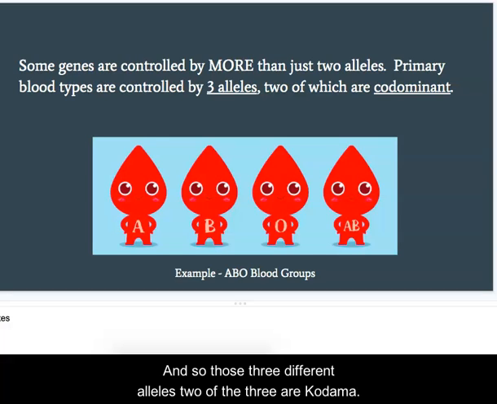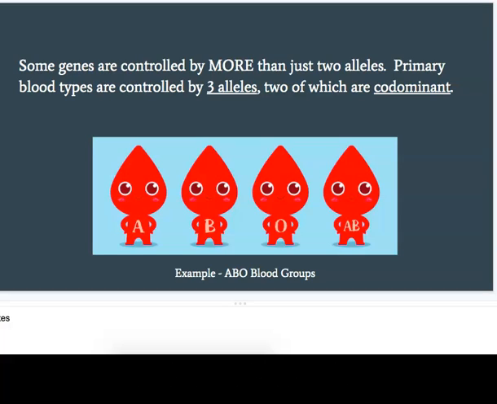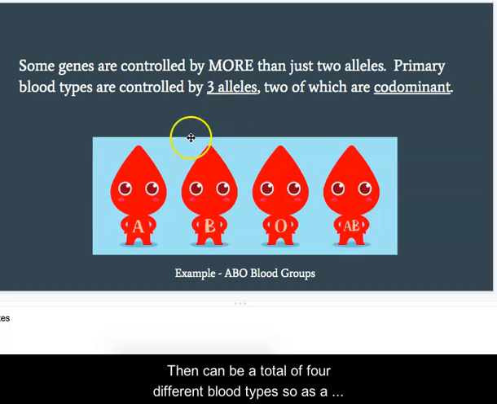And of those 3 different alleles, 2 of the 3 are co-dominant. I will explain what that means in a little bit. But those 3 alleles, we'll call them A and B and O, then convey a total of 4 different blood types.